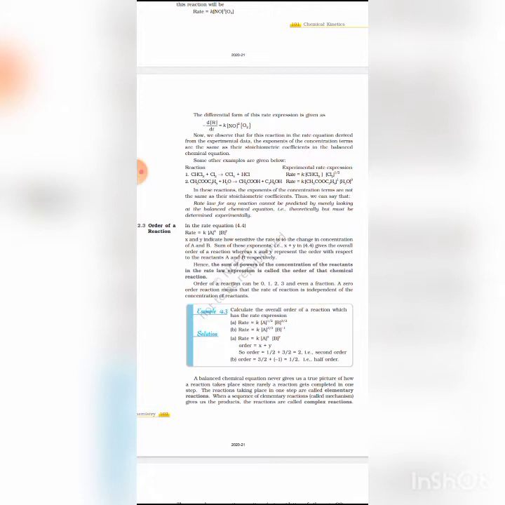Student, zero order reaction. Examples of some zero order reactions: some enzyme catalyzed reactions and reactions which occur on metal surfaces, and decomposition of gaseous ammonia on a hot platinum surface. These are the zero order reactions. Examples of first order reactions: all radioactive disintegrations are of the first order, and decomposition of sulfuryl chloride is also a first order reaction. So what are the characteristics of first order reactions?